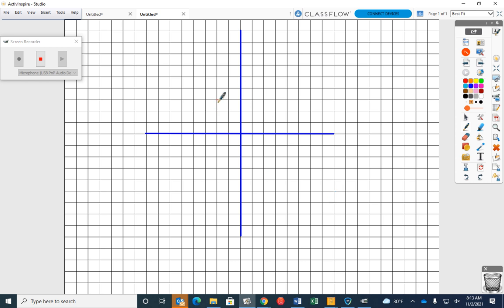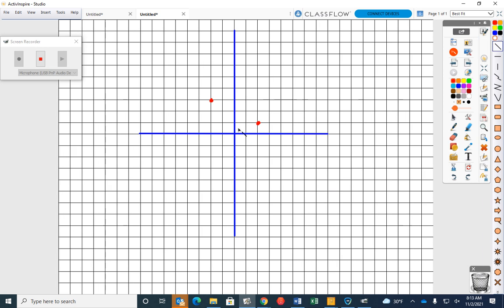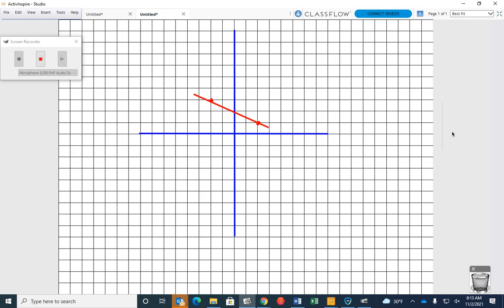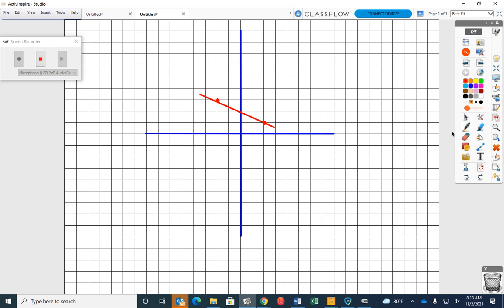All right, let's try this one. Let's do a real easy one, guys. From there to there. Can you guys determine the slope? First thing I know, look at that line from left to right. Is that negative or positive? It's negative. So it's negative slope, right?